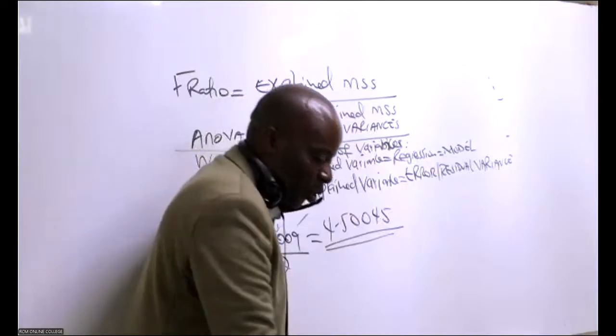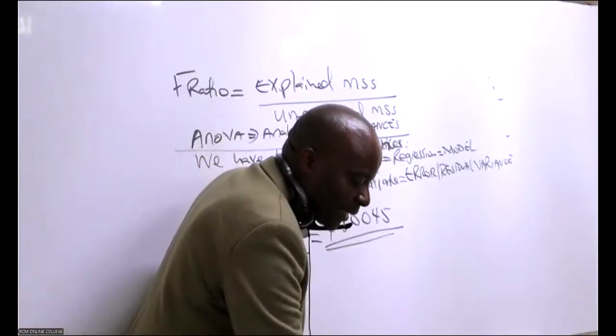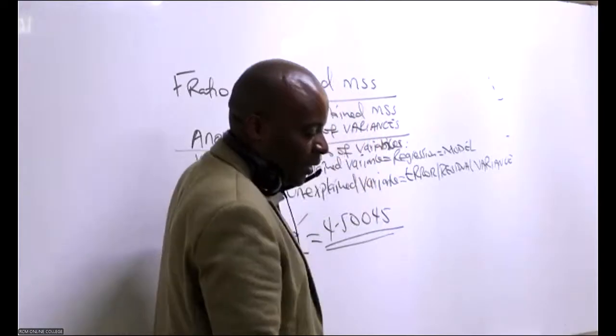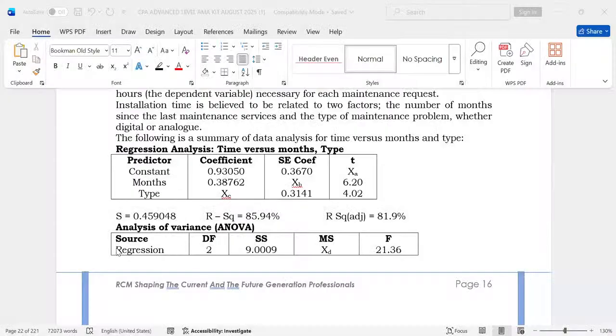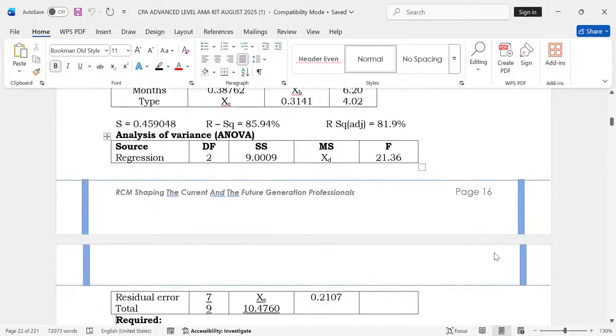So like in this question, have they given us those two variances? If you see here, ladies and gentlemen, they call them type of variance or source of variance. So you can see we have regression versus residual error. So now the variances have been given to me.